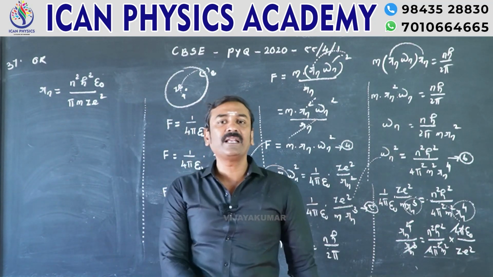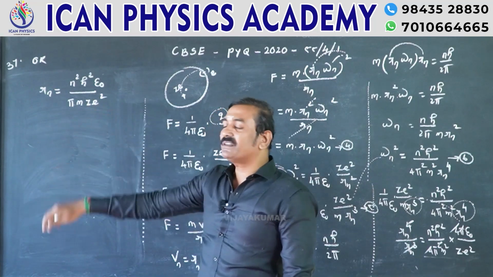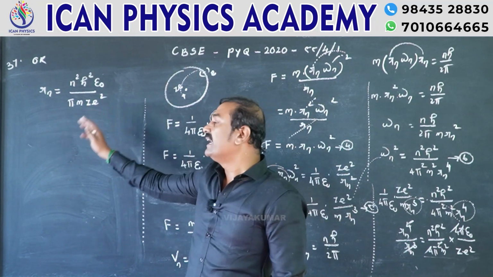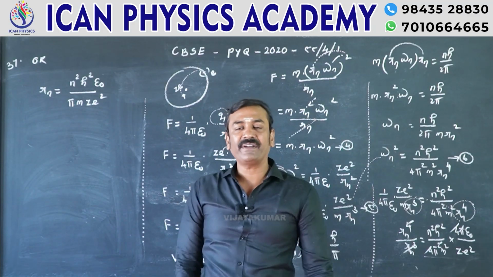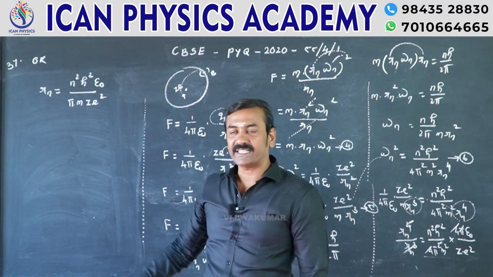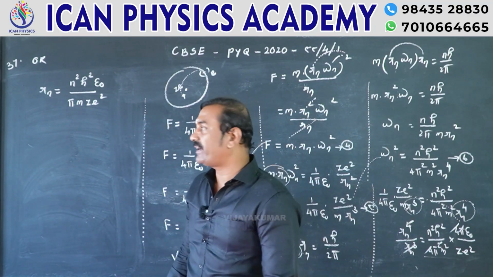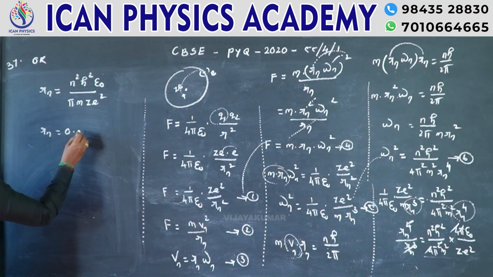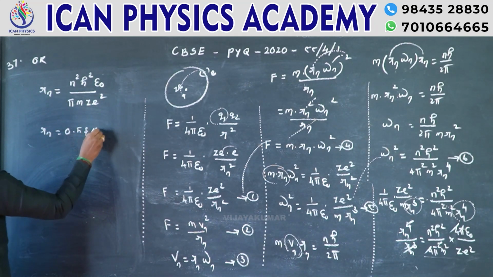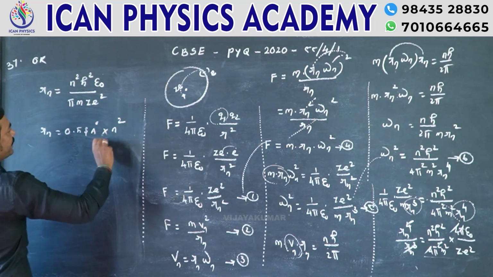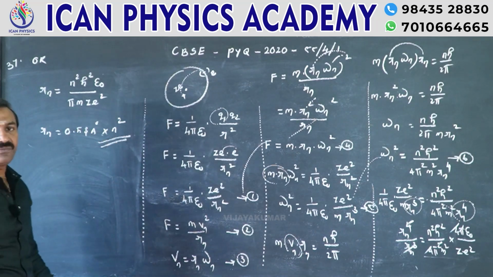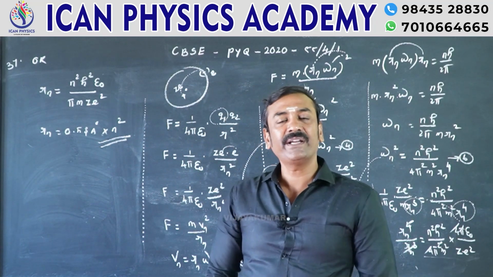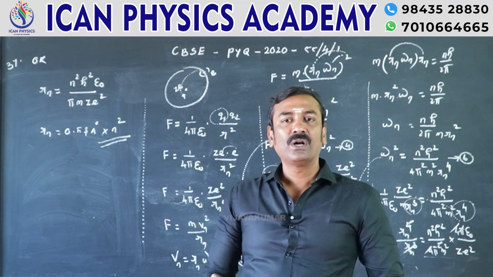Pi is 3.14. Mass of electron is 9.1 into 10 to the power minus 31 kilogram. e, the magnitude of charge of electron, is 1.6 into 10 to the power minus 19. So by knowing all the values, finally we get Rn equal to 0.53 Angstrom into n squared. This is the expression for the radius of nth orbit. Do you get it now? Do you have any doubts? No doubts.